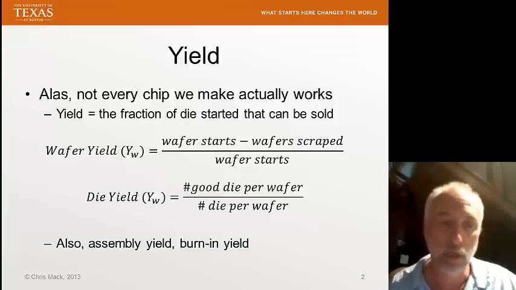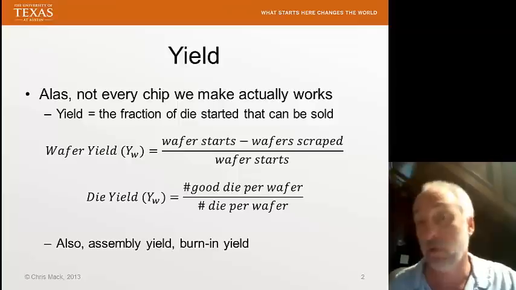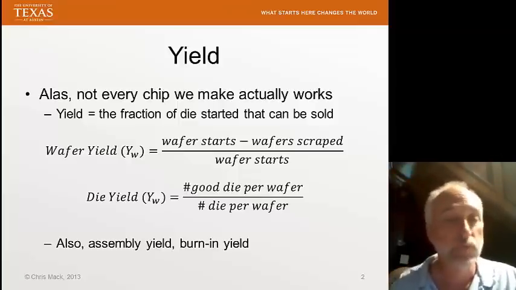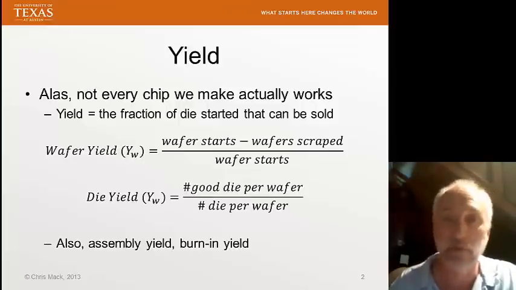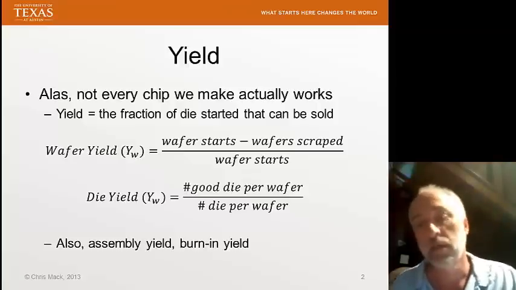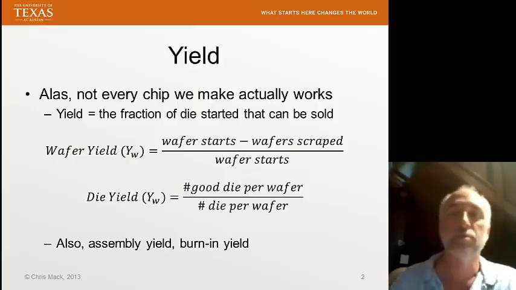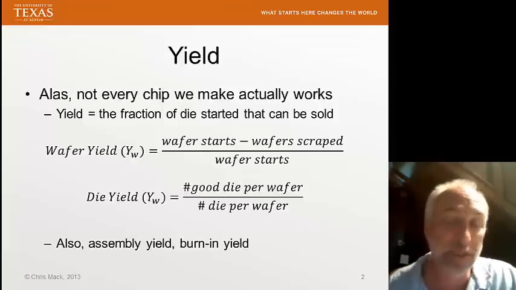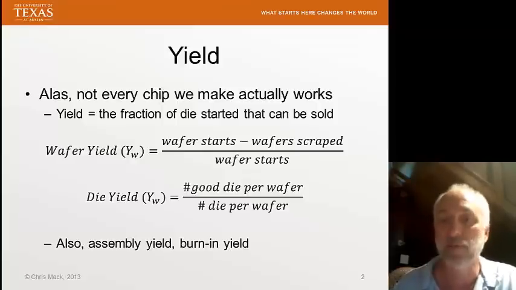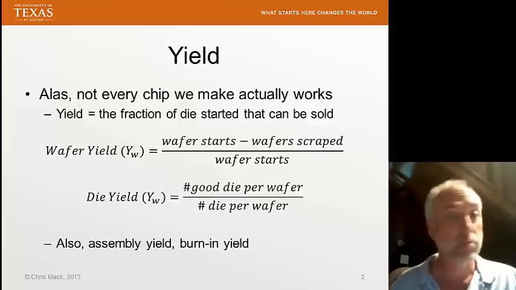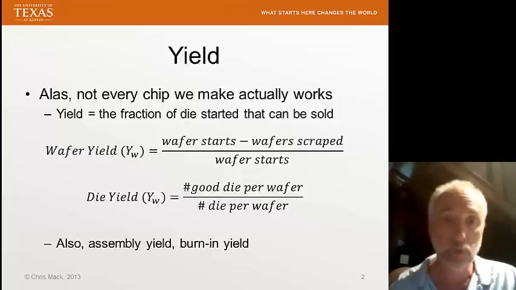We actually let it operate for a short while because of the problem of infant mortality. A device that works after you test it runs for a couple of days or a couple of hours, and then it dies because there's some lingering defect that only after a little bit of operation will we find out. So we don't want to ship chips to our customers that die within the first hour of being used, so we do this burn-in test. And so there's a burn-in yield. And finally, the overall yield will be the product of each of these individual yield values.